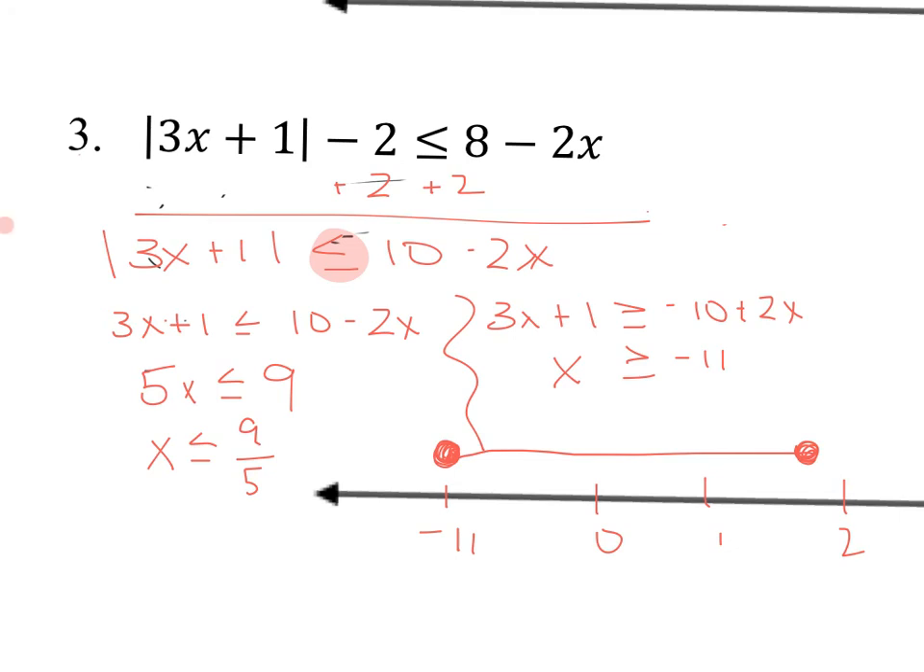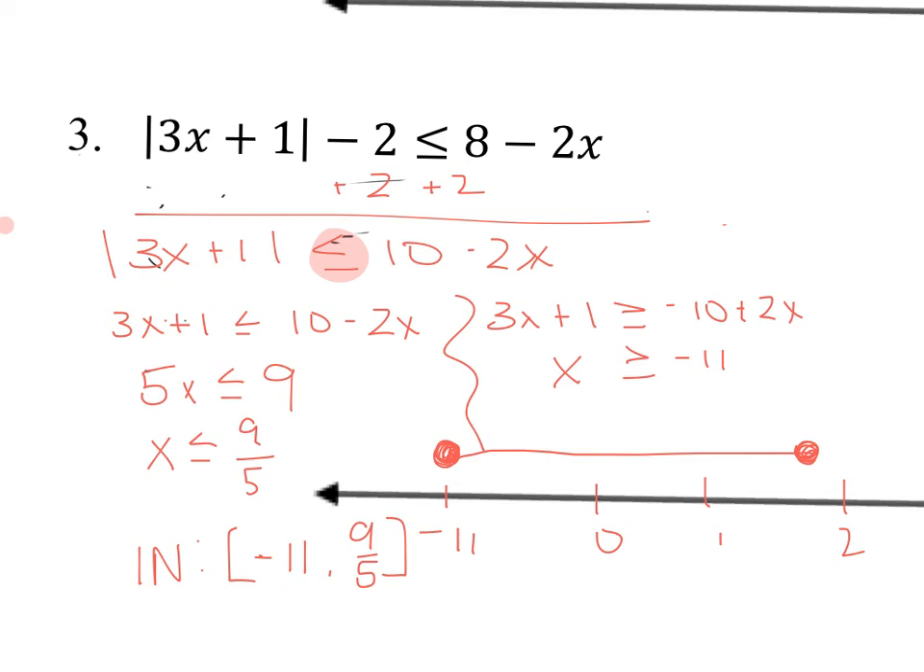So if I state my interval notation, I have negative 11 with a bracket, comma, 9 over 5. If you write 9 over 5 as 1.8, that's awesome. I'll give you full credit for that one as well.